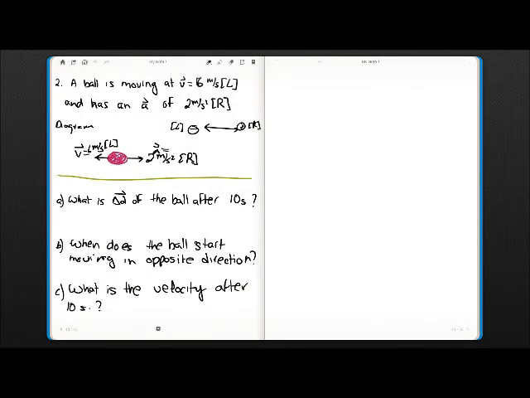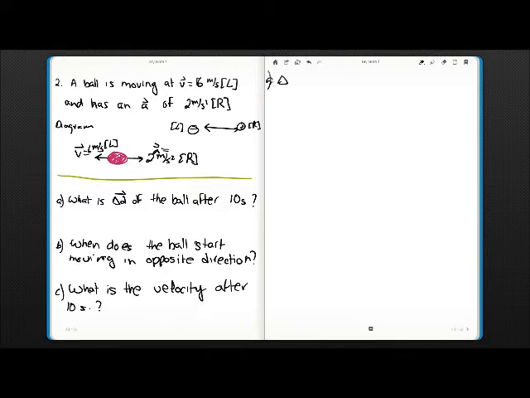Second question. A ball is moving at a velocity of 6 meters per second to the left and has an acceleration of 2 meters per second squared to the right. We have a coordinate system once again. Right is positive, left is negative, and I've drawn the diagram here. Make sure you draw the diagram. It's very helpful and gives a good visual idea. Question A asks: what is the displacement after 10 seconds?